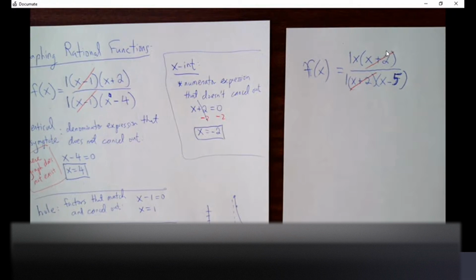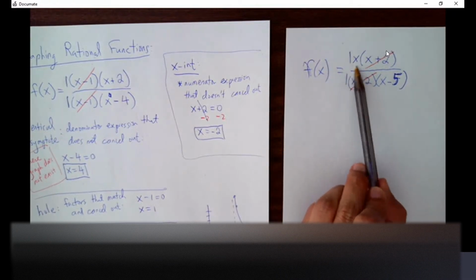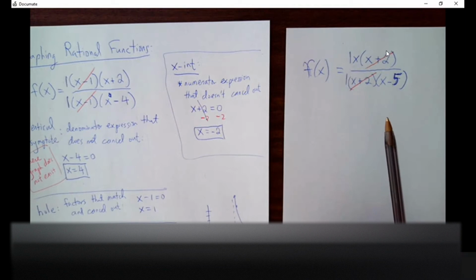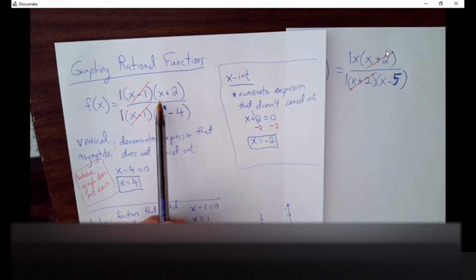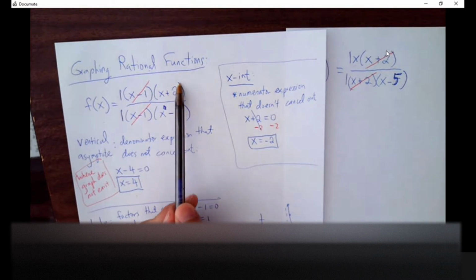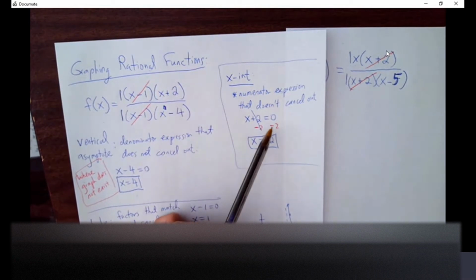What about the X that's on the outside? Yeah, that's it. This is how we get to our X intercept. So what do we do with this? We put X over X minus 5. Well, what do we do here? We just took that expression and we set it equal to 0.